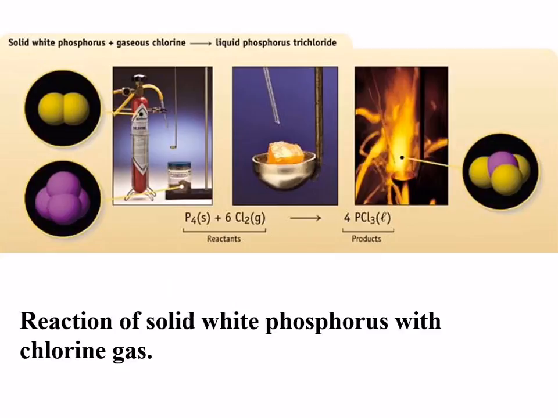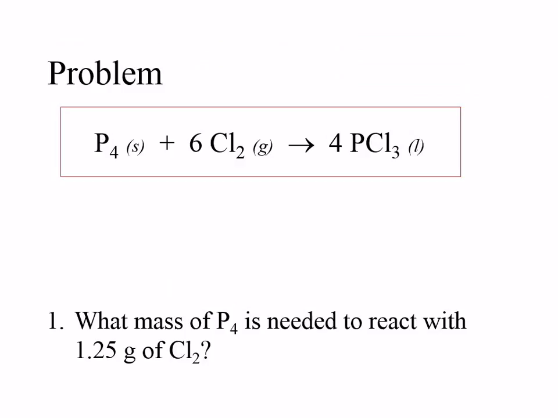But let's do a couple of calculations. I'm going to go ahead and write underneath what I have and what I'm after. It says what mass of P4, so question mark grams of P4, and this is the first problem, is needed to react with 1.25 grams of Cl2. Okay, so we can do that.